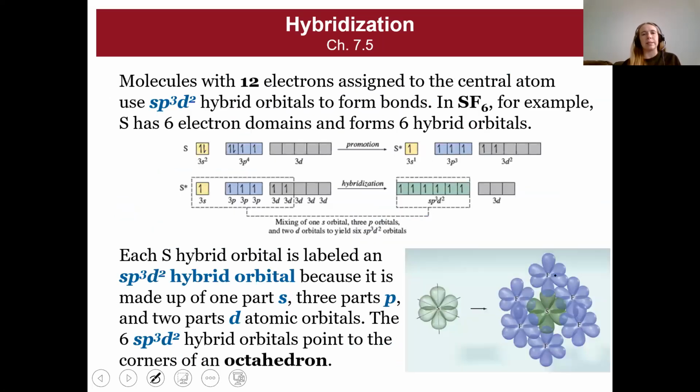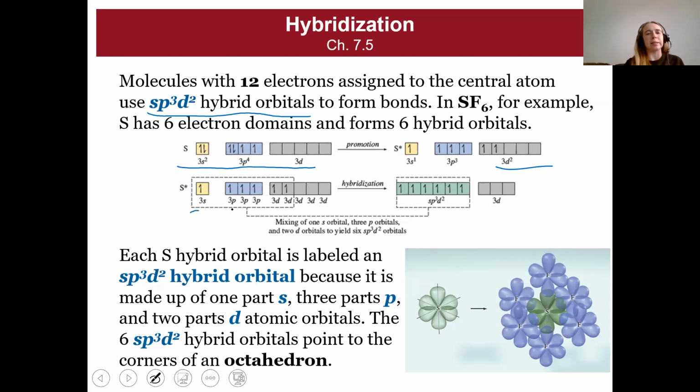Molecules with 12 electrons assigned to the central atom have sp3d2 hybrid orbitals to form their bonds. So sulfur, just like oxygen, has this electron configuration that has paired up electrons in the s orbital, 1 pair of electrons in the p orbital, and 2 unpaired electrons in the p orbitals. But unlike oxygen, sulfur can access the 3d orbitals, so we can promote those paired up electrons to the 3d orbitals and have 6 unpaired electrons to form 6 bonds.